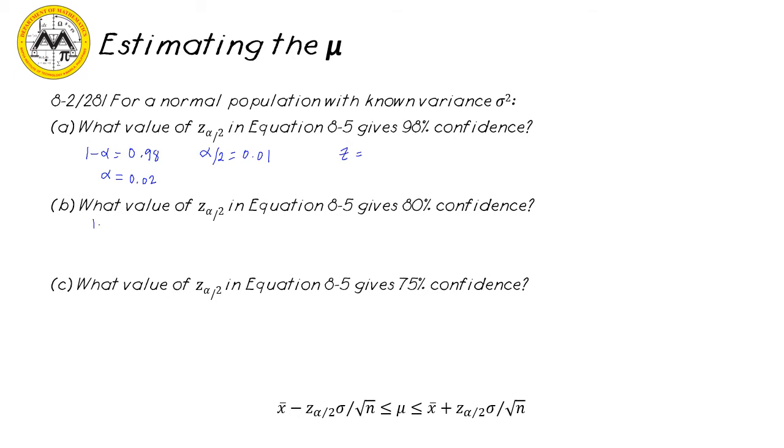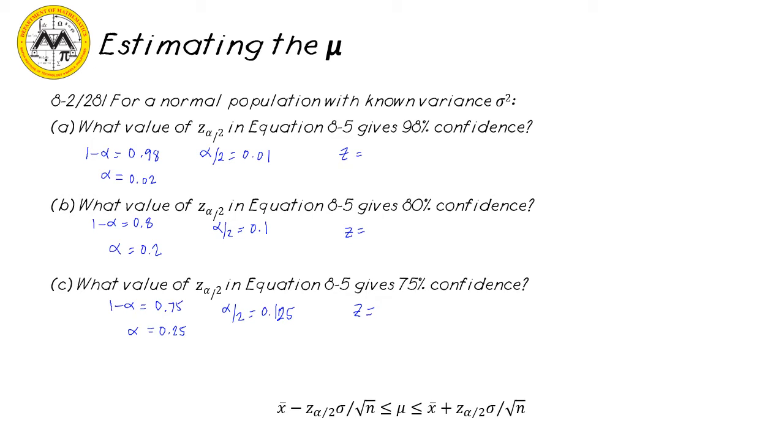For the next one, we have 1 minus alpha is 0.8. So alpha is 0.2. So alpha over 2 is 0.1. So we check for z. While for the last one, 1 minus alpha is 0.75. So alpha is 0.25. And alpha over 2 is 0.125. We check the values of z that would give us the corresponding probabilities.